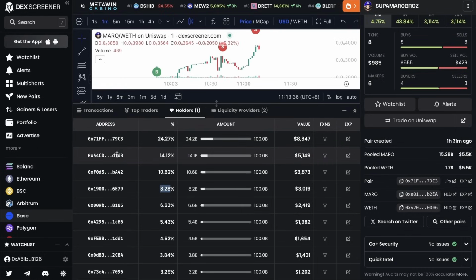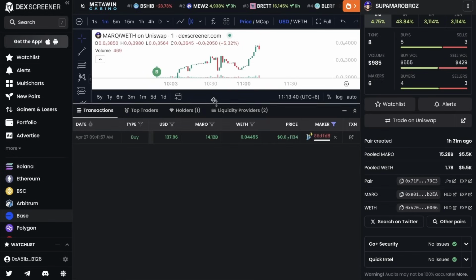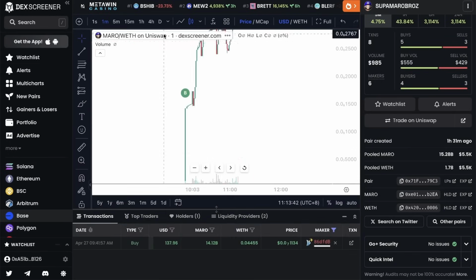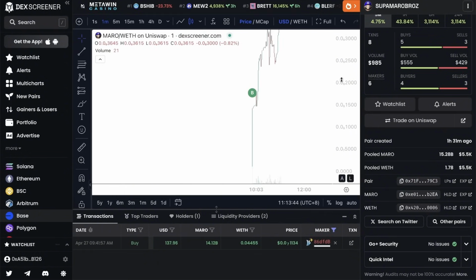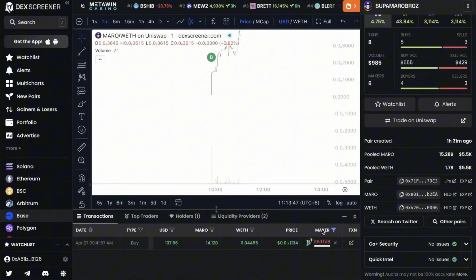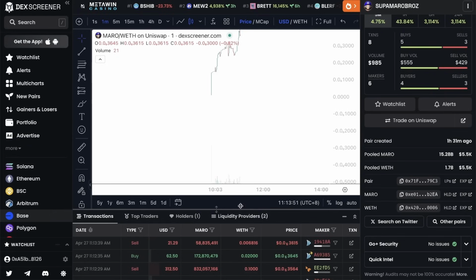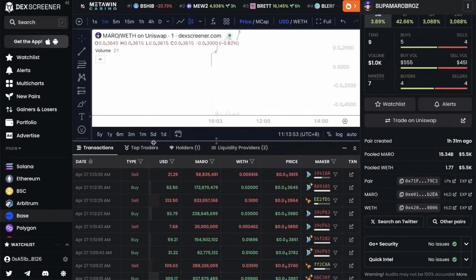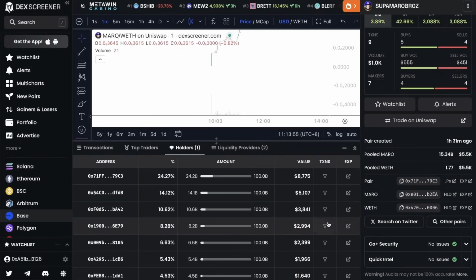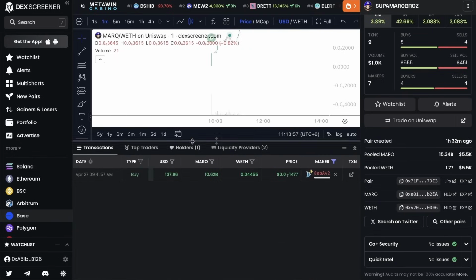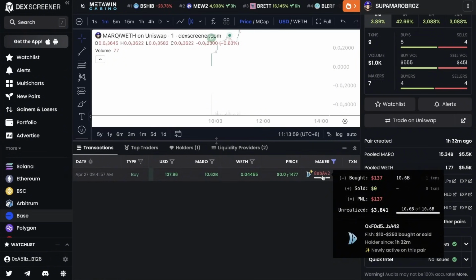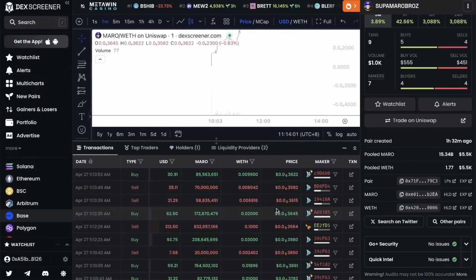It's not the best. I don't know exactly what they do with the wallets, what's happening. This person bought it really at the beginning as well, on the first candle. So it's sitting with $5,000 in unrealized profit. I'm not a fan already. Same here, sitting with $4,000 in profit.